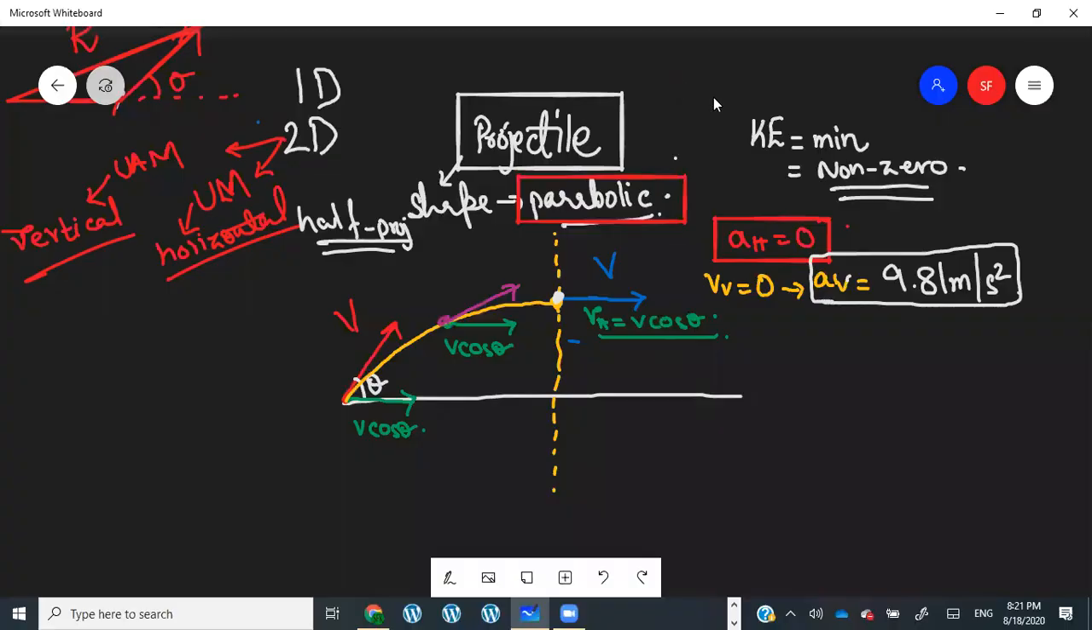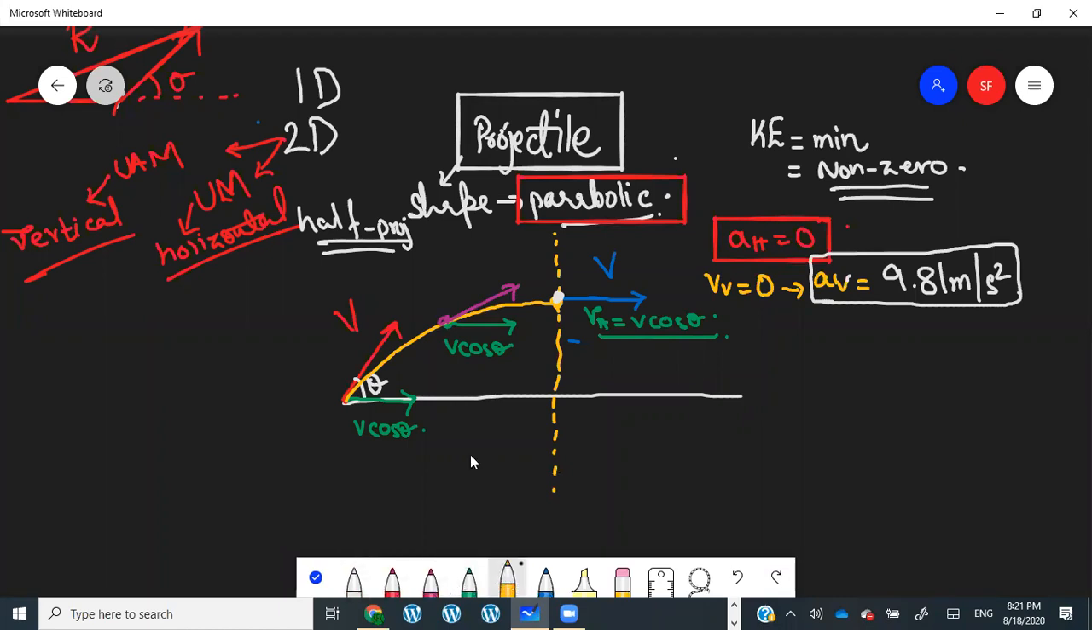Now, what if I asked you to calculate this horizontal distance that the ball has covered? How can we do that if the time for the ball to reach the maximum height is given to you, and it's equal to t? How to calculate this horizontal distance S that the ball has covered? S equals ut plus half at squared? Oh no, on the horizontal motion, oh.